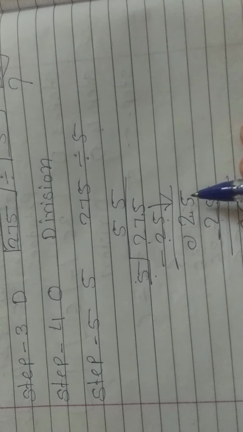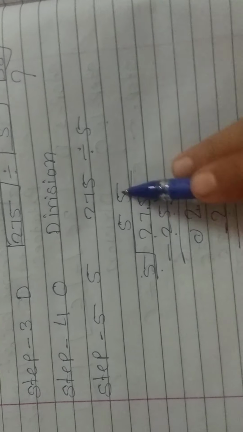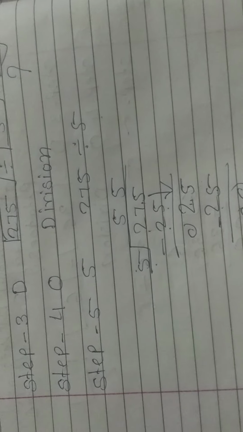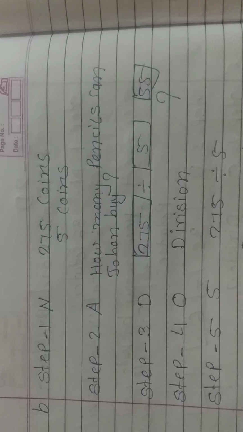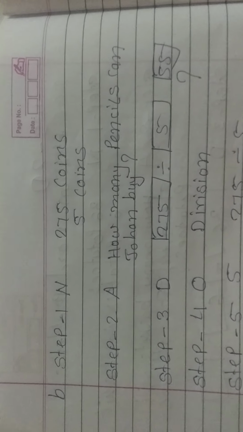We will bring down 5. The next number is 25. 5 fives are 25. 25 minus 25, 0. So the answer is John can buy 55 pencils. Now look at this, everyone. Write the first 4 steps down in your notebook. I'll give you 1 minute. You have to complete your work.